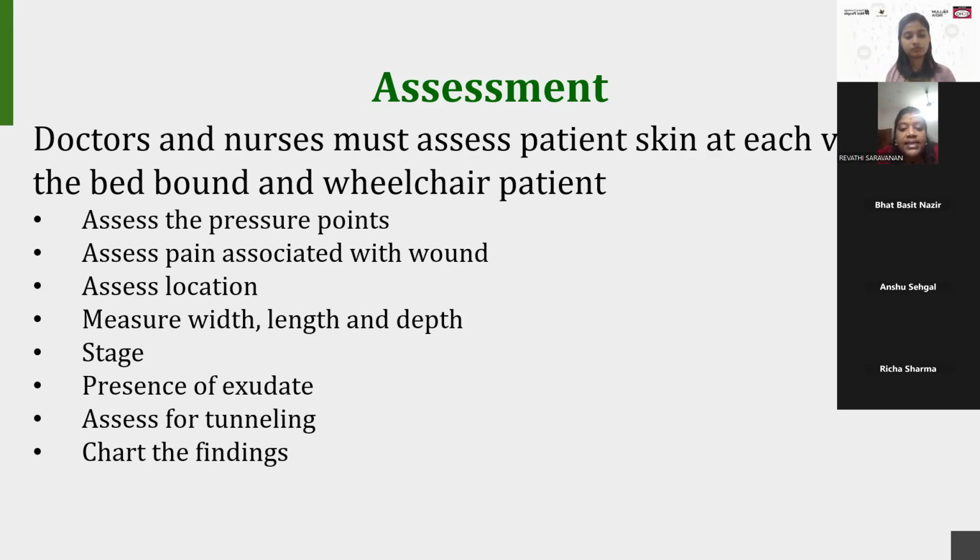Okay, then assess pain associated with the wound. If they are having some wound, you have to ask the patient how it came. They will tell many stories, but we can get a proper indication for the wound through the patient's verbal words. Then we have to ask the caretaker. Then you have to ask open questions to the patient about the pain. You can use the numeric pain scale also for pain assessment.